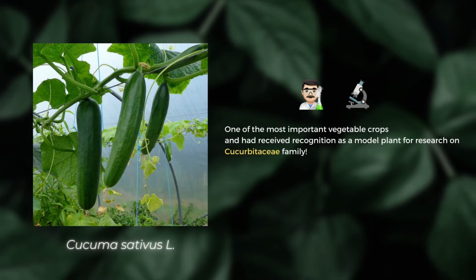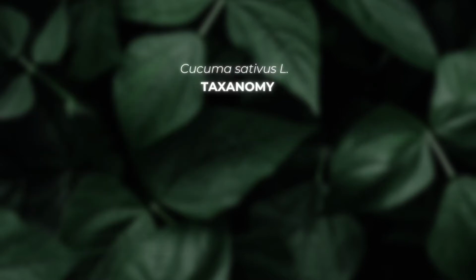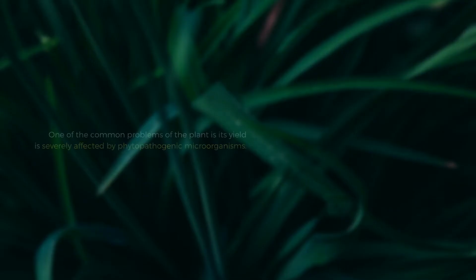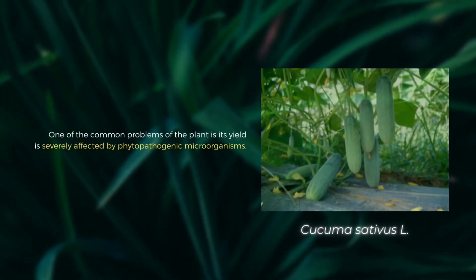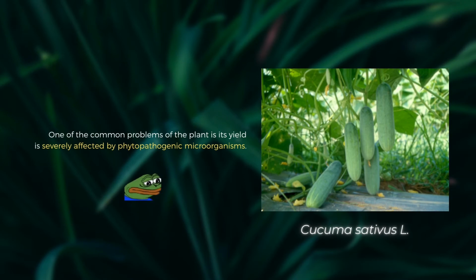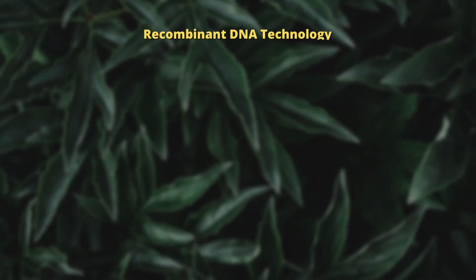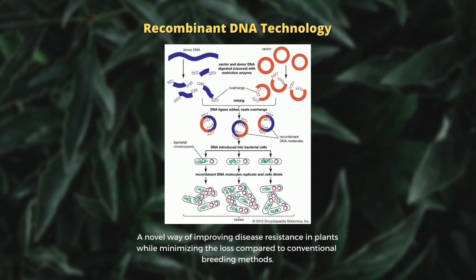Cucumis sativus L is one of the important vegetable crops and has received recognition as a model plant for research in its family. However, the cucumber's yield is severely affected by phytopathogenic microorganisms and it is a problem faced worldwide. Luckily, recombinant DNA technology serves as a novel way of improving disease resistance in plants whilst minimizing the loss and is an alternative to conventional breeding methods.